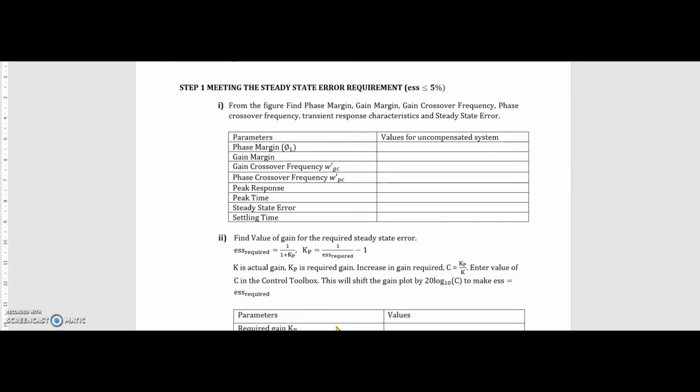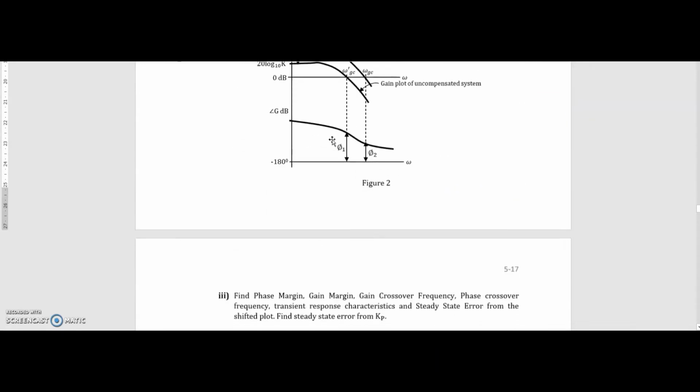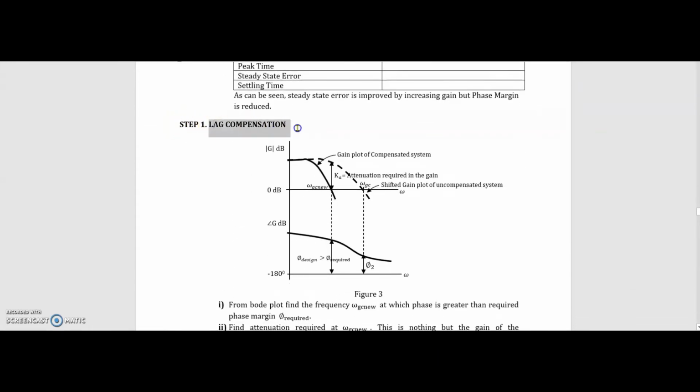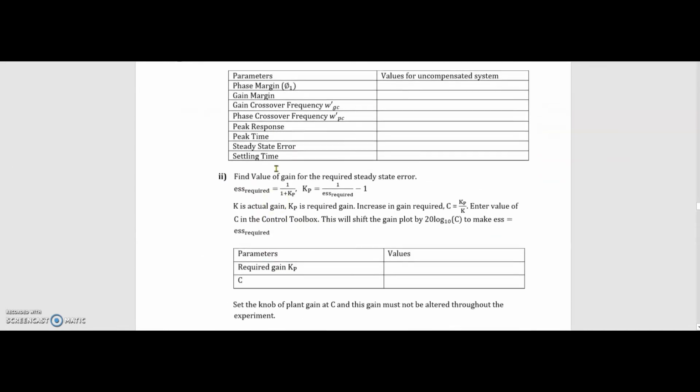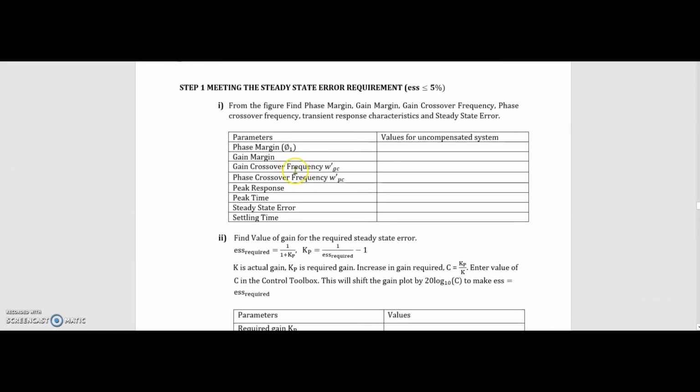Now to design a lag compensator, there are two steps. The number one step is to meet the steady state error requirement first. The steady state error requirement is met first, and then we go for lag compensation. So how do we meet the steady state error requirement? There is a relationship between steady state error and gain Kp. This gain is the final gain of the system.